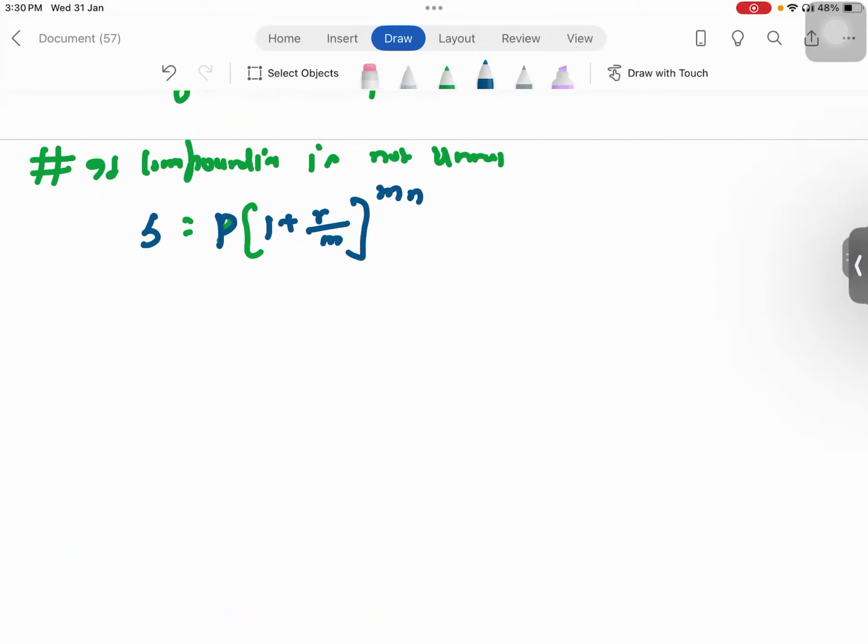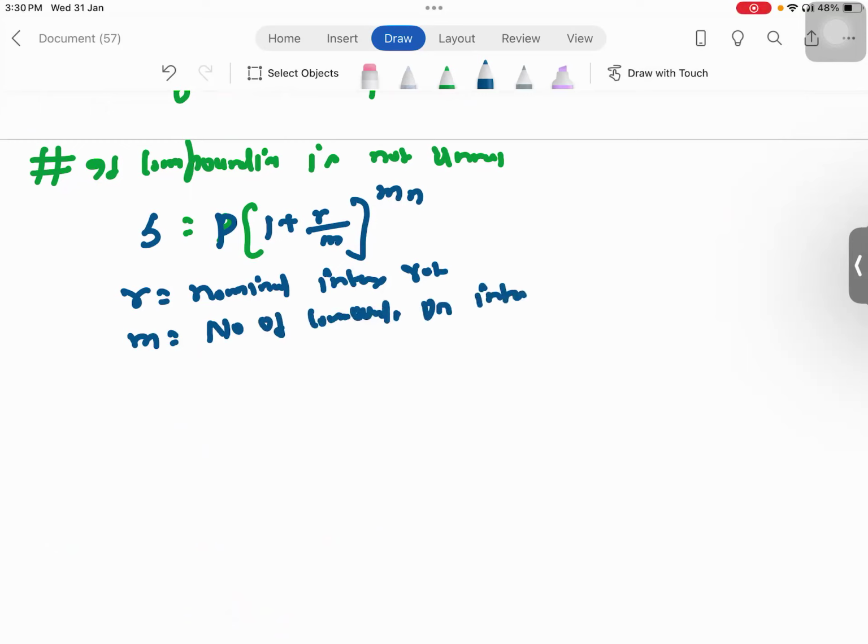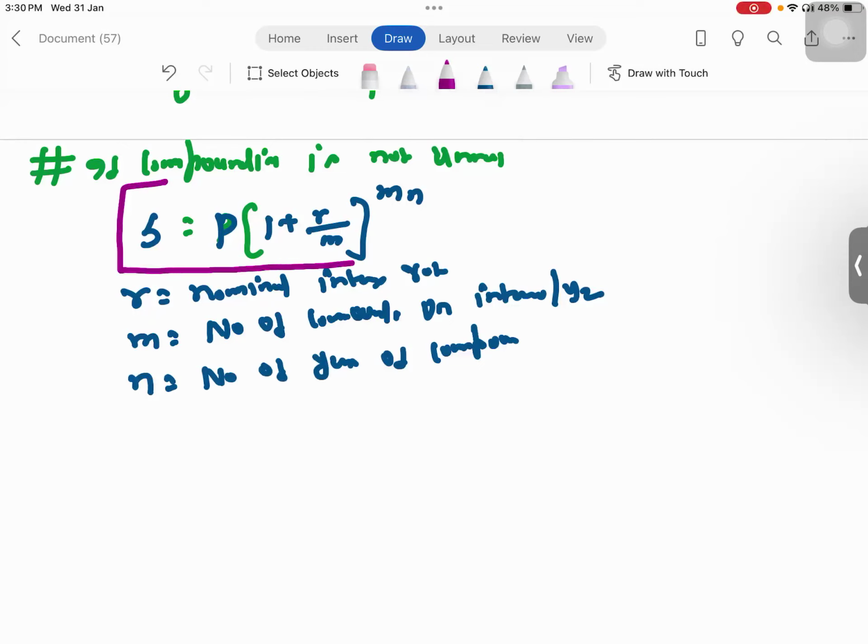Here in this formula, R is called your nominal interest rate and M is your number of compounding intervals per year, right? I'll tell you later what is the value of N. N is called the number of years of compounding, right? So this is how future value and present value can be related in case compounding is not on an annual basis.